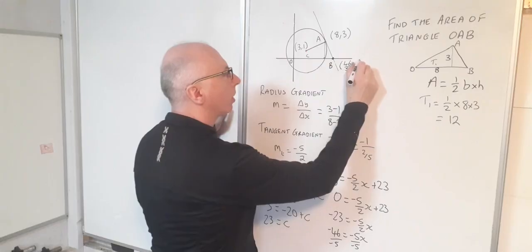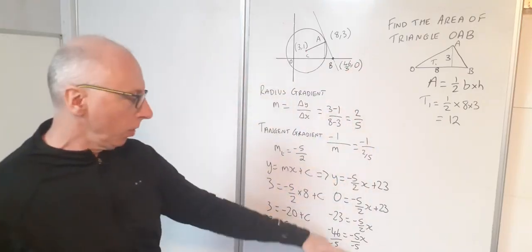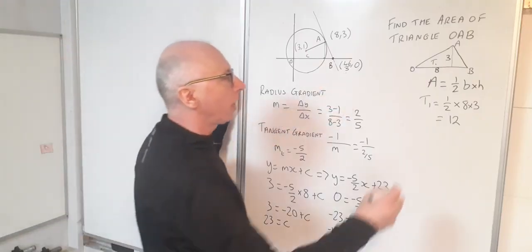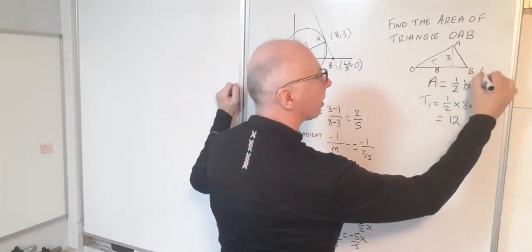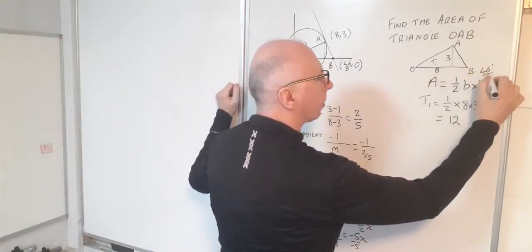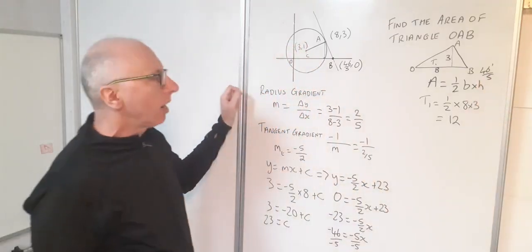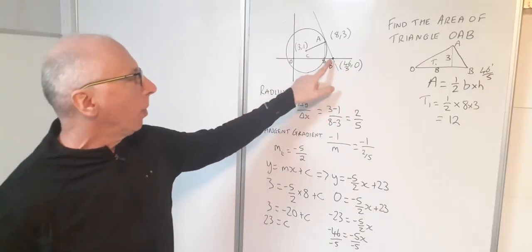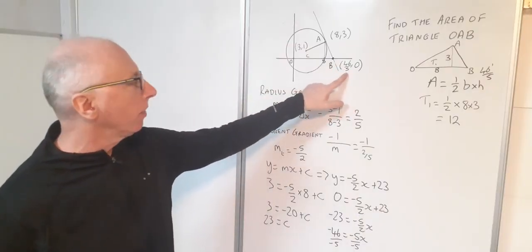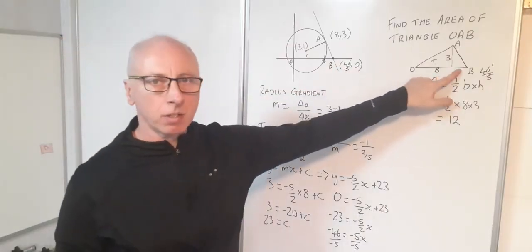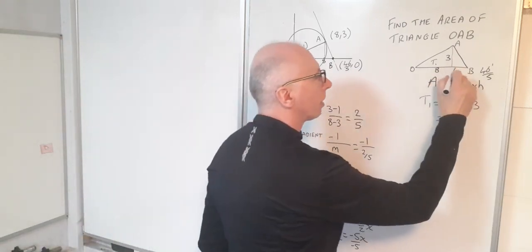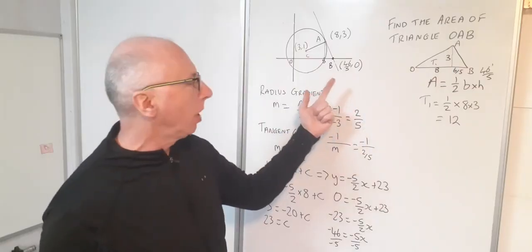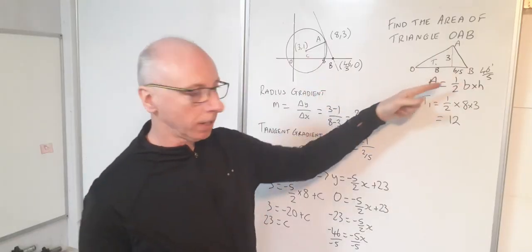And my y coordinate will be 0. So that's my point from solving this equation. 46 over 5 is this point here. Now I know this point here is 8, so if that point is 46 over 5, I know that this length is going to be 6 over 5. So now that's the final part of my building blocks to find my answer.